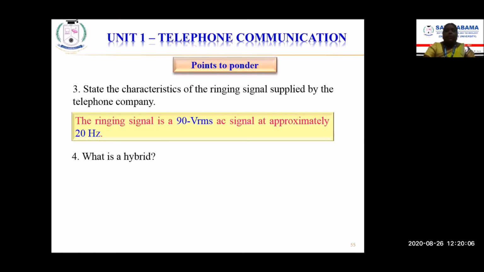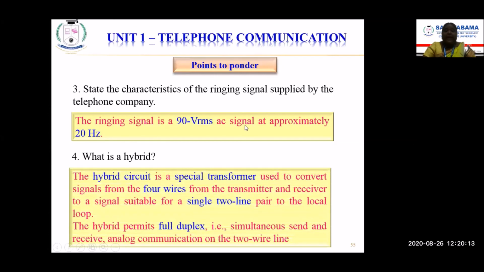Yeah, very good. So now let us see the exact definition of a hybrid. The hybrid is a special transformer, as most of you have answered. It is used to convert the signals from the four-wire line of the transmitter and receiver in the handset to a signal suitable for a single two-wire pair to the local loop. And this hybrid permits full duplex communication, that is, simultaneous send and receive, which is analog communication on the two-wire line. So that is the functionality of hybrid.